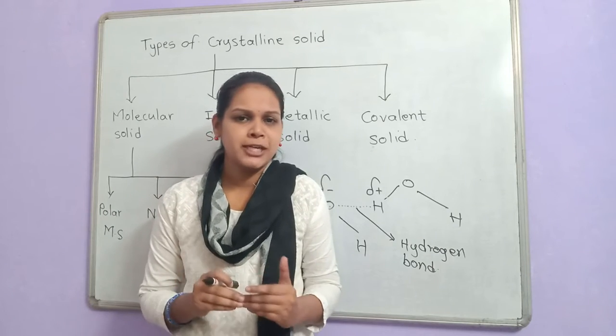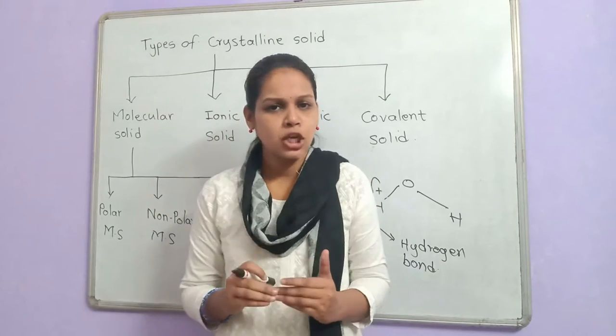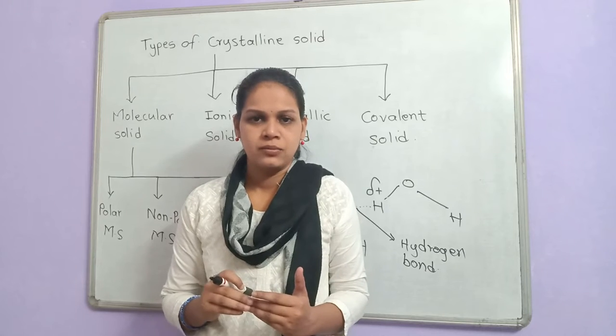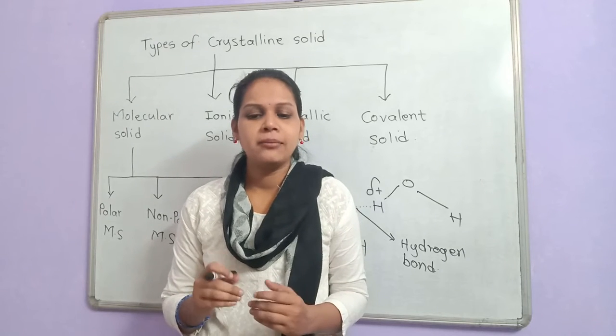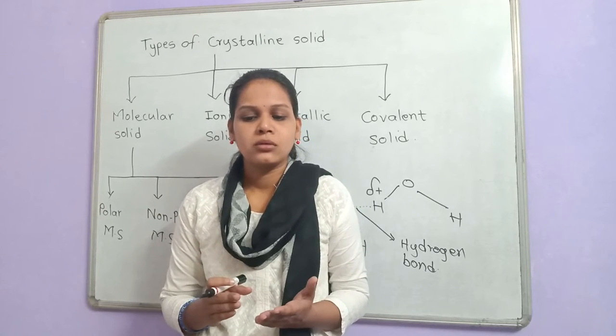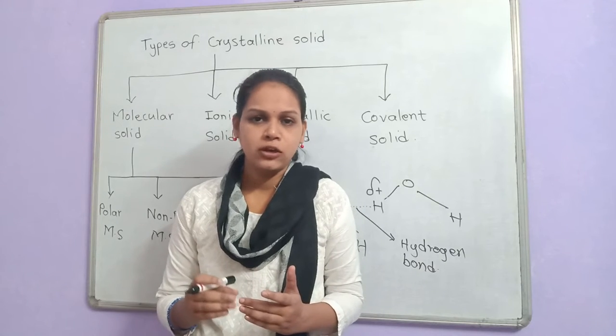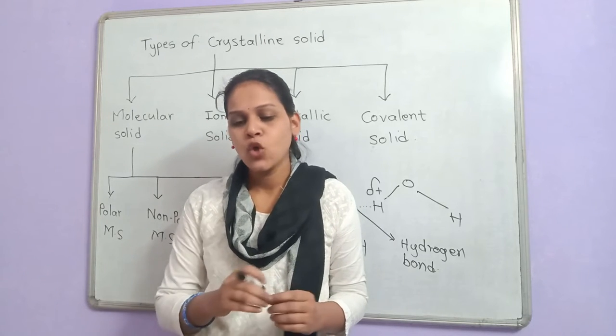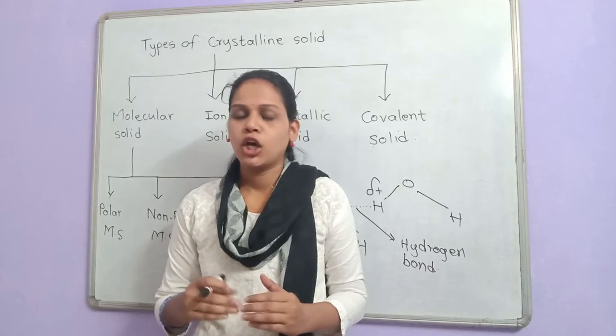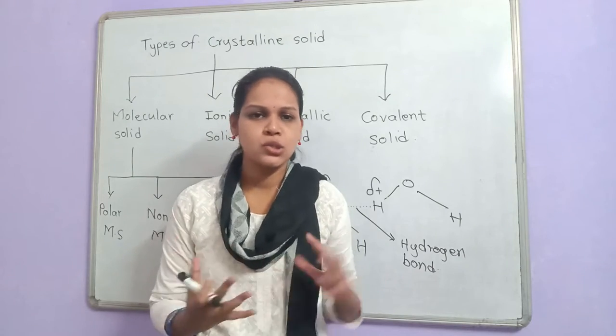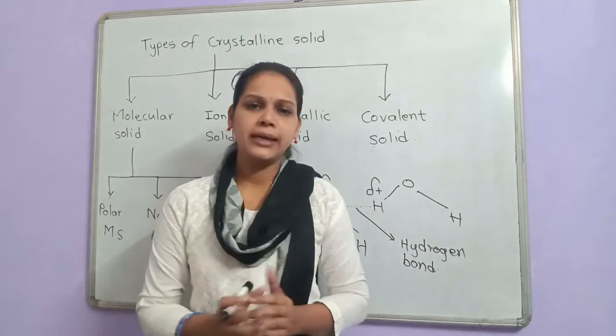Other properties of metallic solids are ductility. Metallic solids show the property of ductility, meaning they can be drawn into thin wires. Other properties of metals also apply to metallic solids.